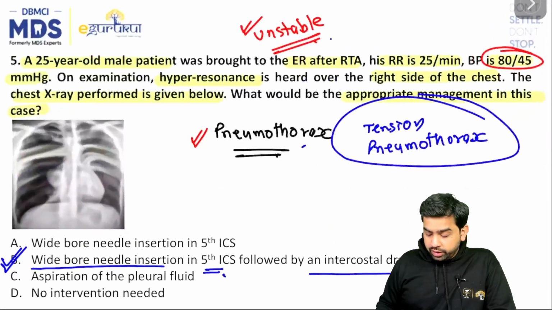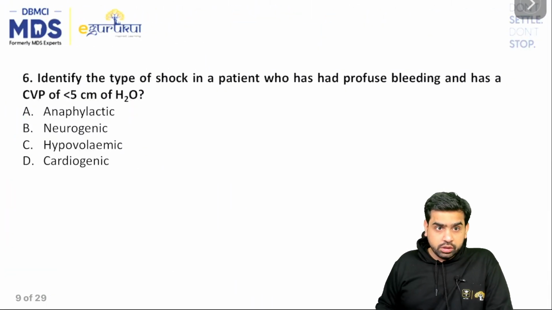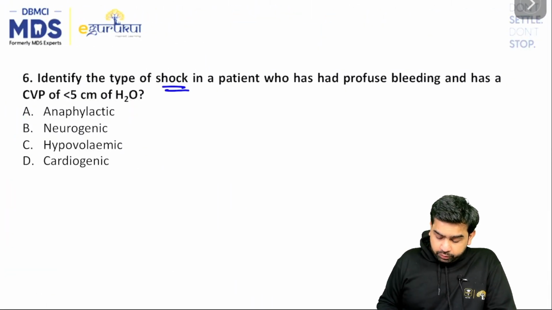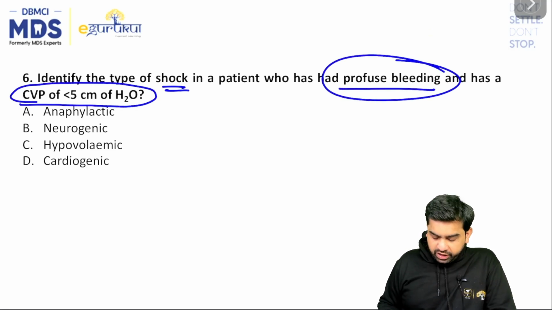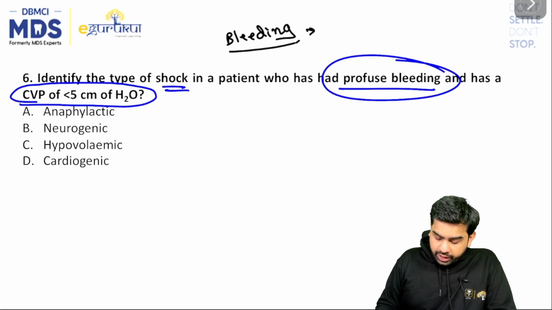Okay, so that is how you have to manage these particular patients in this particular manner. Now, identify the type of shock in the patient who has had profuse bleeding and has a central venous pressure of less than 5 centimeters of water. So what does it tell you? That the patient is having profuse bleeding. It means that the patient is basically in a state of hypovolemia.